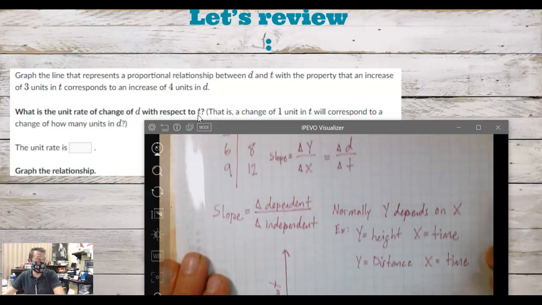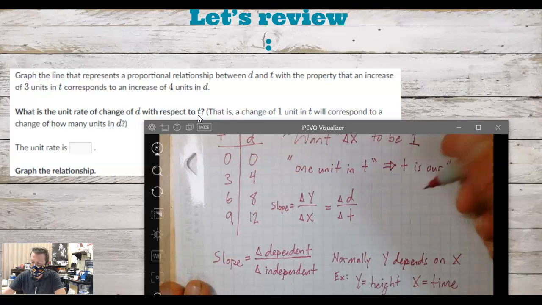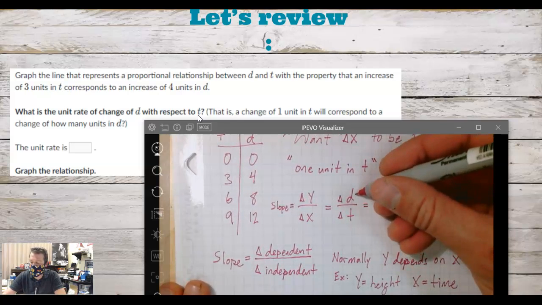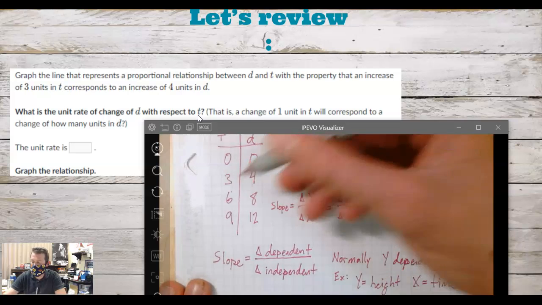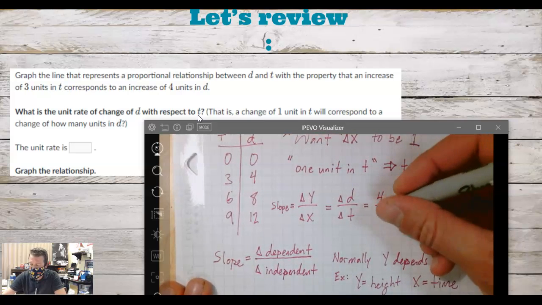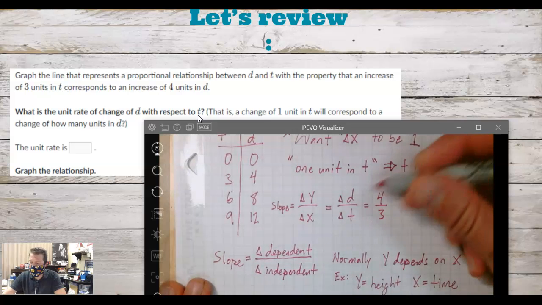So if I come back up here to actually answer the question, all I got to do is put my d value over my t value. So when d changes 4, t changes 3. We get 4/3. That's our answer.